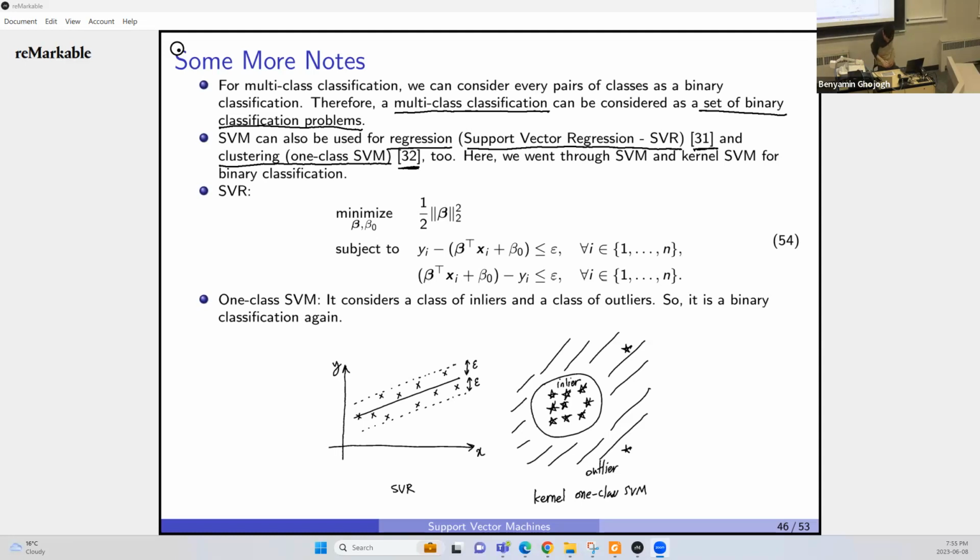Okay. Here we went through SVM and kernel SVM for binary classification. But for SVR, it's like this. If you take a look at paper 31, you'll see that. Its figure is shown here. Left figure, take a look at that. So what does it say? Its formulation, its optimization problem is similar to SVM. Hence, its name is SVR. And it says that, let me find some line which fits the data the best.